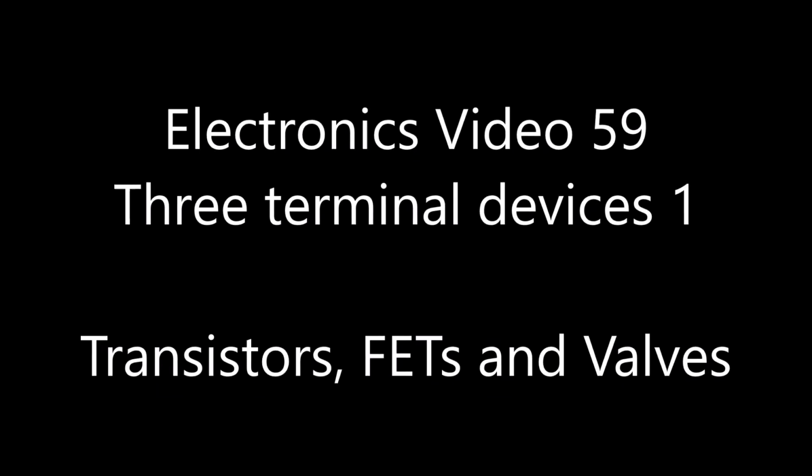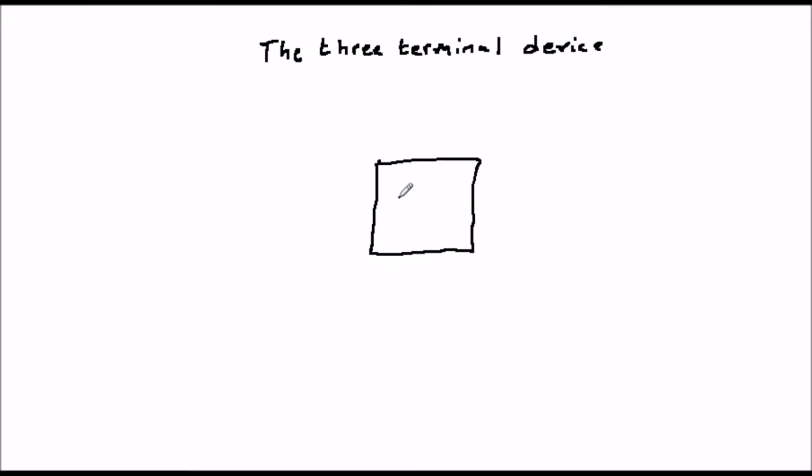In the following videos, we're going to look at three devices: bipolar junction transistors, field effect transistors, and various types of valve, which act in a very similar way to each other. These are all three-terminal devices which can behave as amplifiers in analog electronics or switches in digital electronics. We can represent these three-terminal devices as shown on the screen.